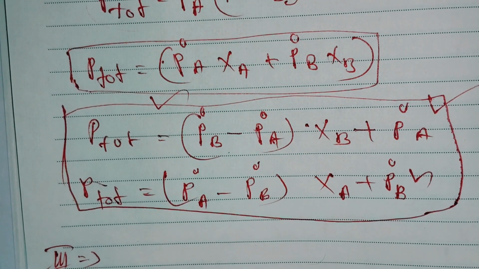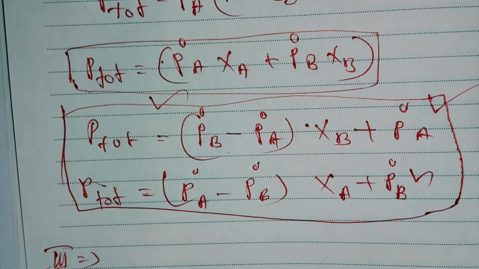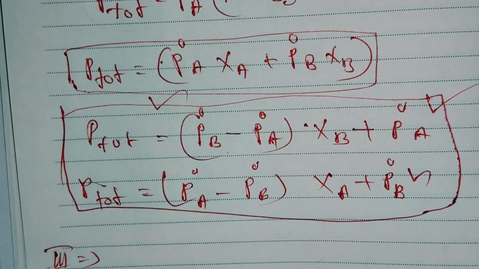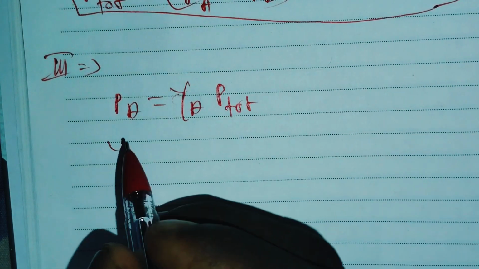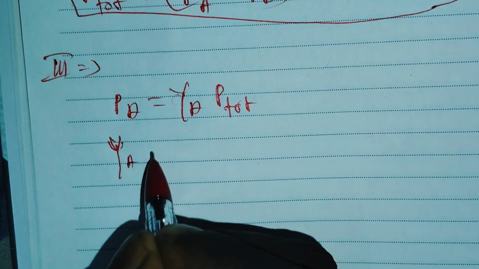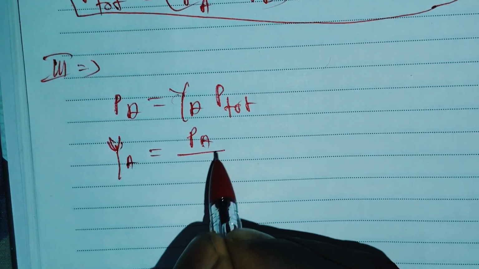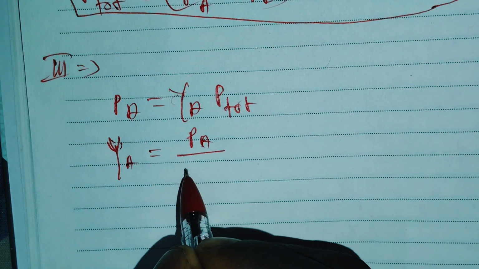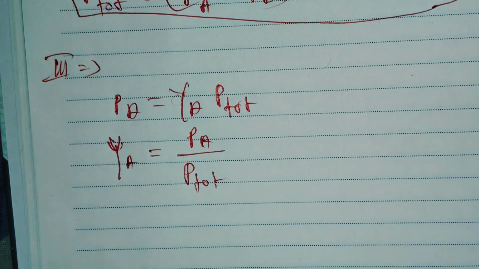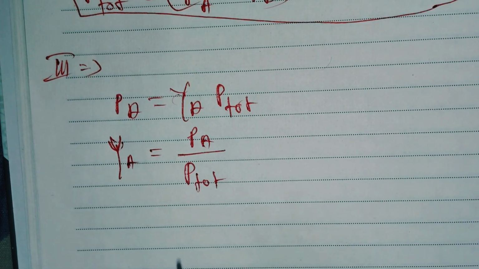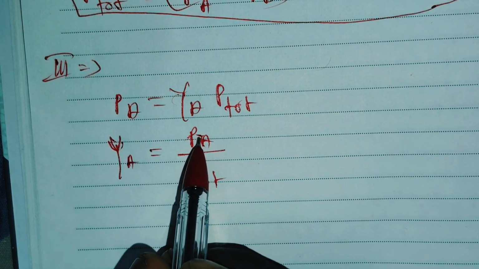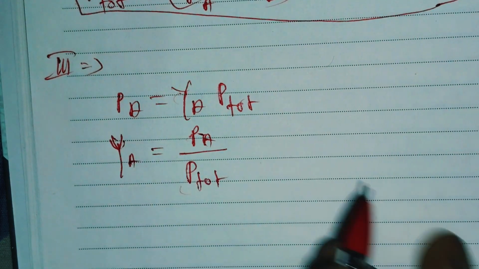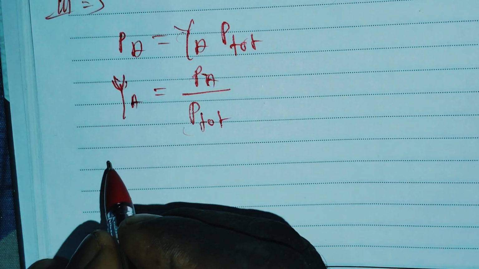Y of A times the total pressure. So Y of A is equal to the partial pressure of A divided by the total pressure. Okay, so now we know P of A and the total pressure, and we can substitute both here.